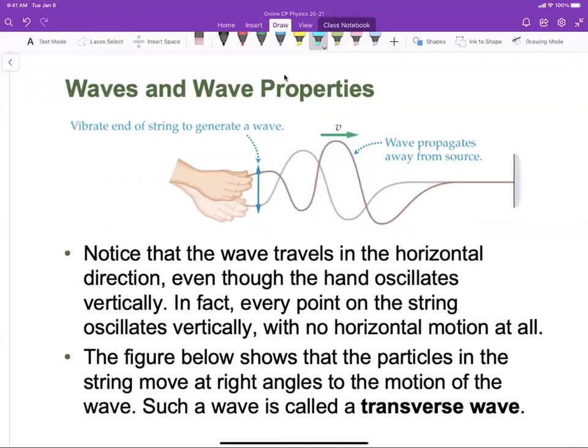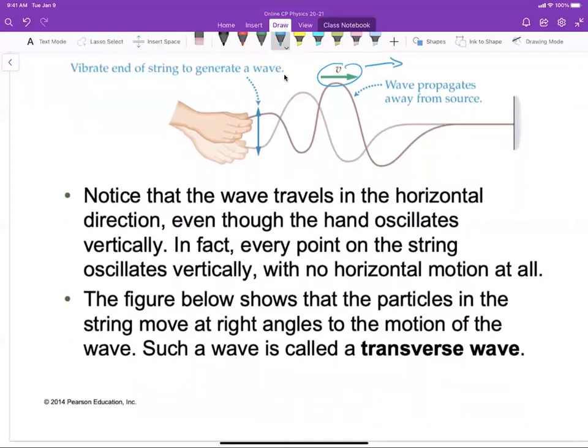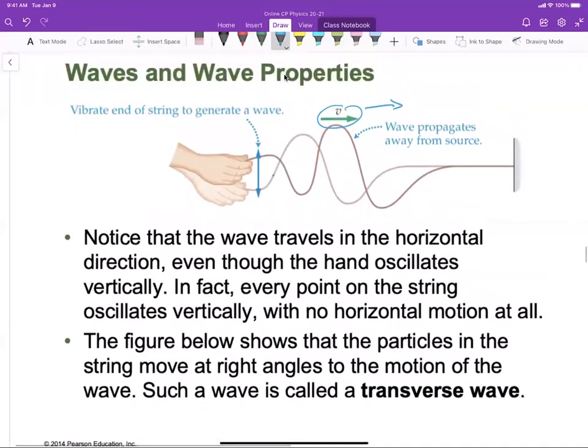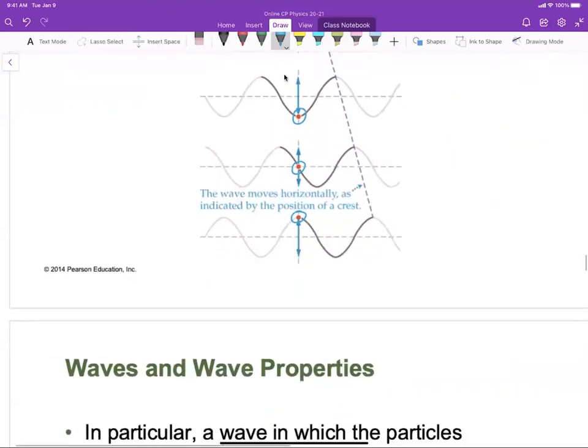We can see in this situation that the wave is traveling to the right, away from where it started. And if I were to follow some particle here, it moves up and moves down. This is an example of a transverse wave. You can see the string, and here's a piece of tape on the string, and that piece of tape is moving back and forth, just like in simple harmonic motion. So that particle is experiencing simple harmonic motion as the wave travels through it.